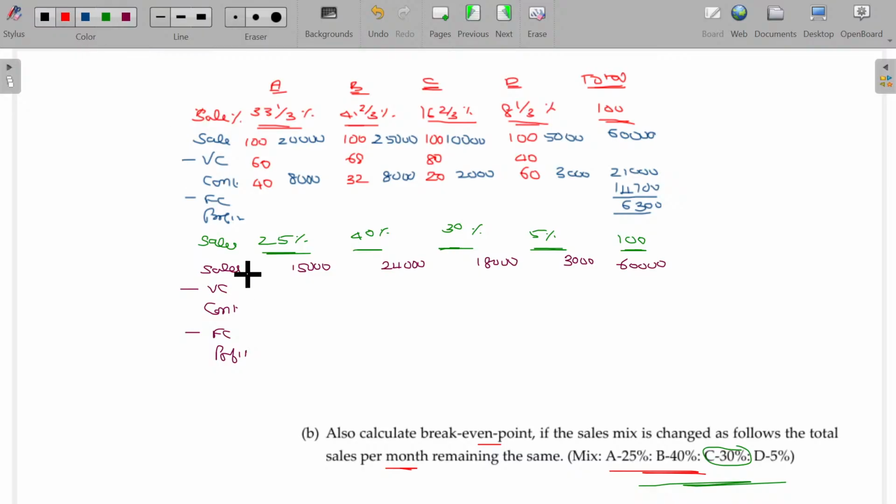Now the relationship between sales, variable cost and contribution for A being 100, 60, 40. For B, 100, 68 and 32. I just copy from the earlier one, right? For C, 100, 80 and 20. Here D, 100, 40 and 60.